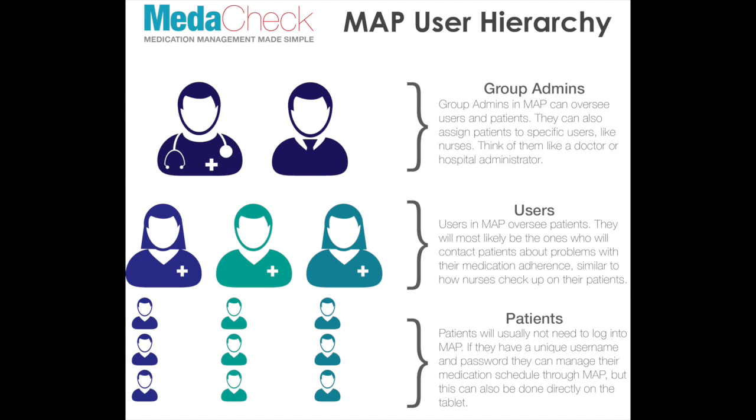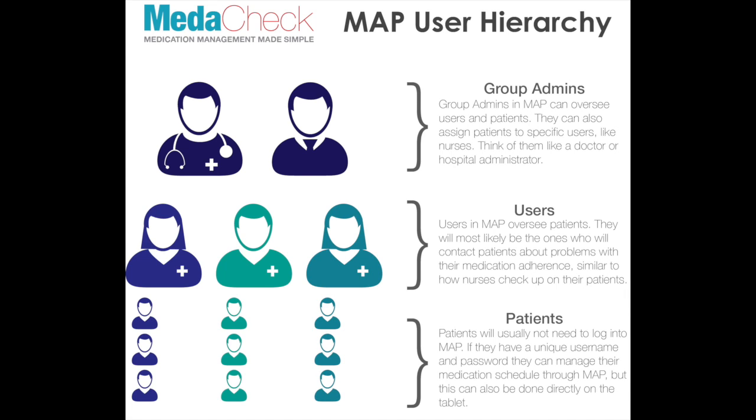Before we get started in the MAP tutorial, I would just like to take a moment to explain the hierarchy of users in our system. So a group admin oversees all the users and patients in your group. They can assign patients to specific users, like, for example, nurses or caregivers. And you want to think of them like a doctor or hospital administrator. They oversee everything that's going on.